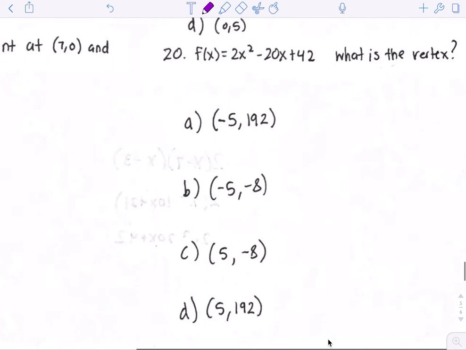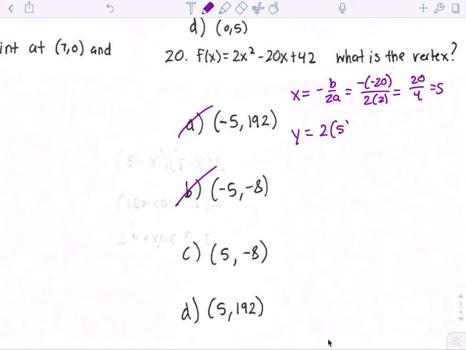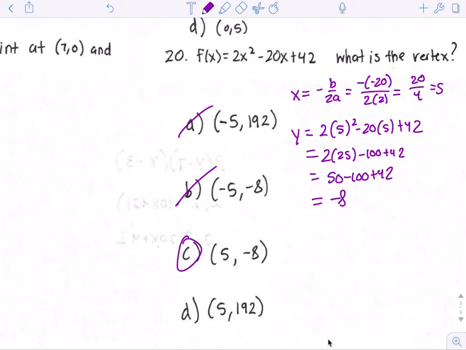All right, here, what is the vertex of that? So that's in standard form, so x is equal to negative b over 2a. Negative of negative 20 over 2 times 2, 20 over 4, which is 5. So you automatically know it can't be these two. So now plug in 5 into the original. So 2 times 5 squared minus 20 times 5 plus 42. 2 times 25 minus 100 plus 42. 50 minus 100 plus 42. Negative 8. C.